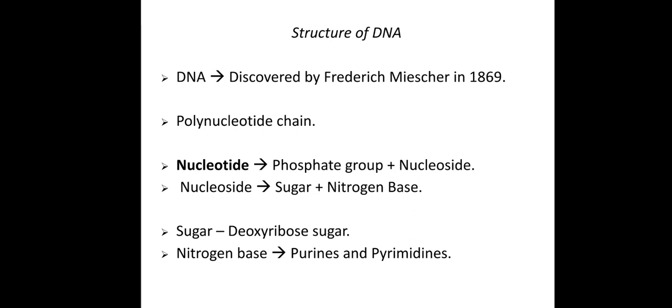Frederick Miescher was a student like you, who at the age of 22 was working on certain things and was able to identify something new. He isolated this particular molecule from the pus cells obtained from discharged bandages, as well as from salmon sperm, and it was named nuclein. But he wasn't aware of the structure and function of this nuclein.